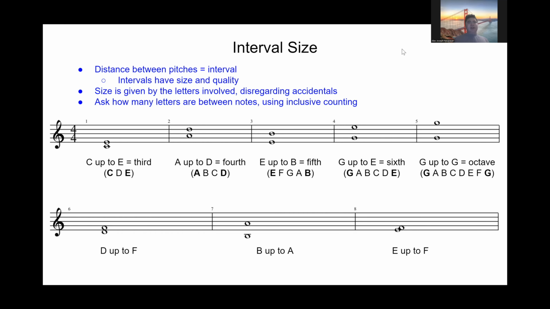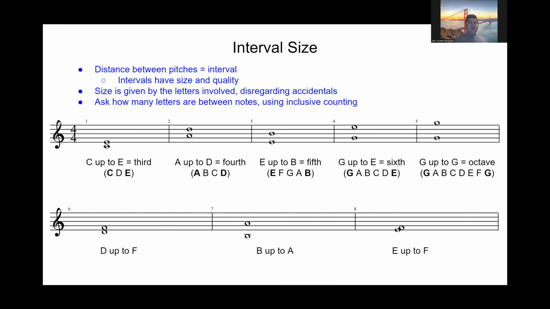So musicians have a more nuanced method of referring to intervals, and intervals are characterized by their size and their quality, which I think is kind of confusing because they both affect the actual distance between notes. Those are the terminologies that musicians and composers have left us with. The size is given by how many letters are involved, disregarding what's going on with the accidentals. And you're just going to ask yourself how many letters are between two notes, and you're going to use inclusive counting. So C up to E, C, D, E is a third.